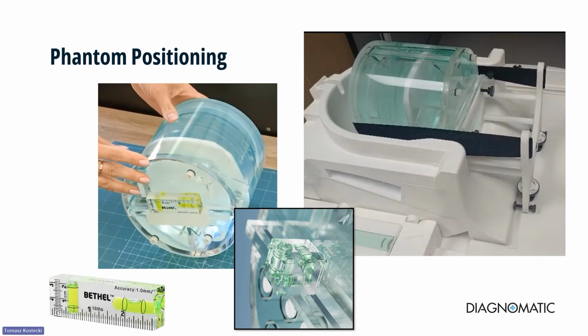The most crucial and often most time-consuming part of the procedure is correct phantom positioning. Diagnomatic provides several positioning aids to make this step easier and more reproducible. These include a spirit level, mounting shelves for the levels, and dedicated cradle. The cradle can be slid directly into the head coil, reducing the need to immobilize the Phantom with pads or sandbags. This makes positioning faster, more stable, and more consistent from one quality control session to the next.